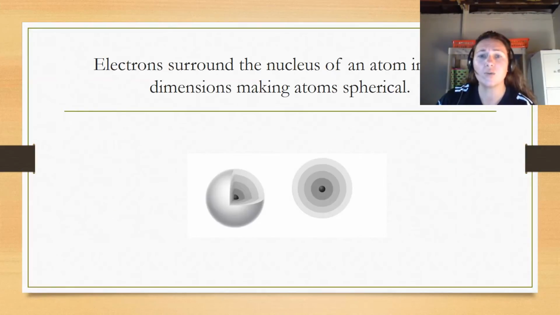So electrons surround the nucleus of an atom in 3 dimensions, making the atom spherical. So right here, that's our nucleus. And as you see in this picture, it kind of looks like a circle ripped apart, and it has different layers. There's 1 layer, 2 layers, 3 layers, then our nucleus is in there, and there's our other layer that surrounds it.